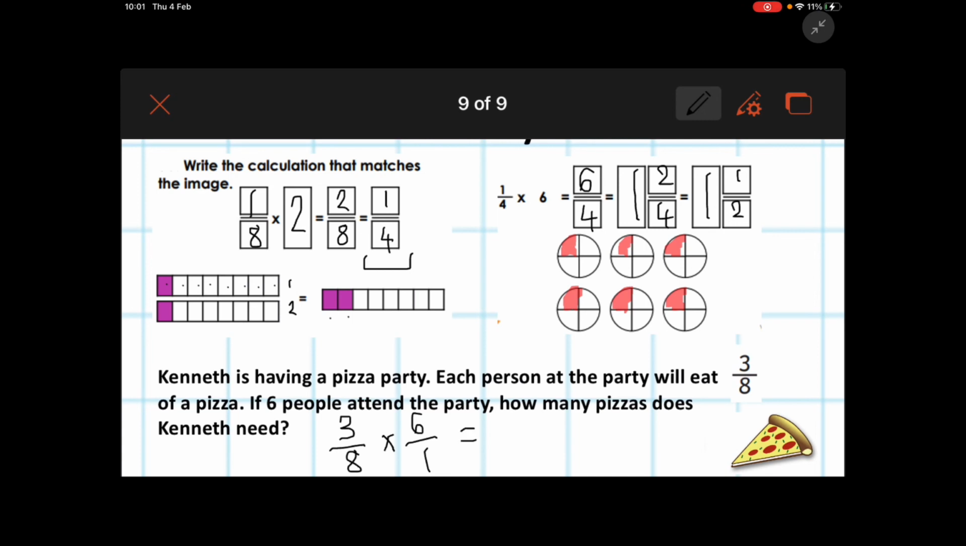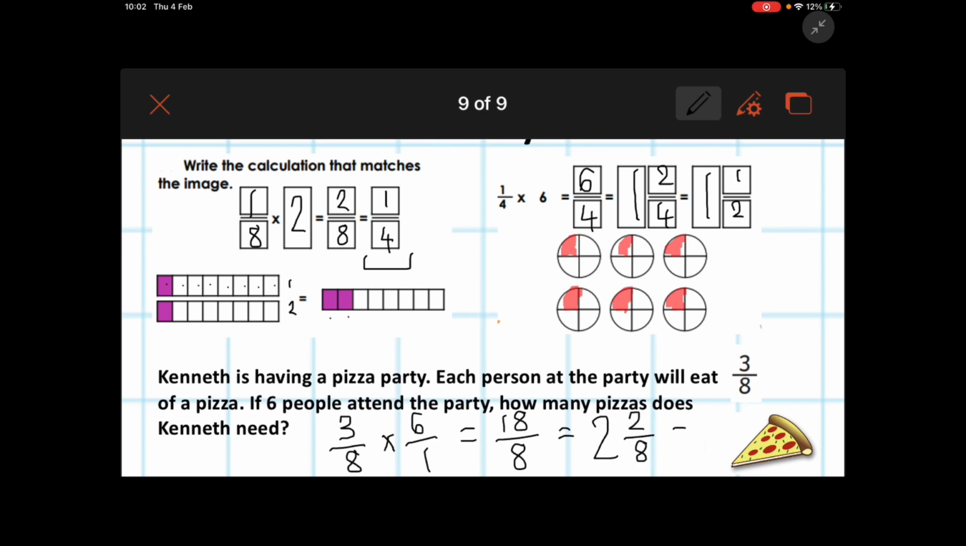And I'm going to multiply the numerators together. 3 times 6, 6, 12, 18. And now multiply the denominators. 8 times 1 is 8. And now convert this improper fraction to a mixed number. 8 into 18. 8, 16, 2. And the difference between 16 and 18 is 2. And a denominator of 8.